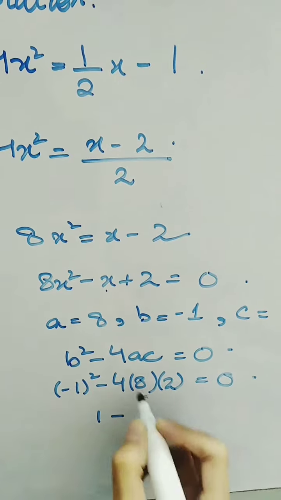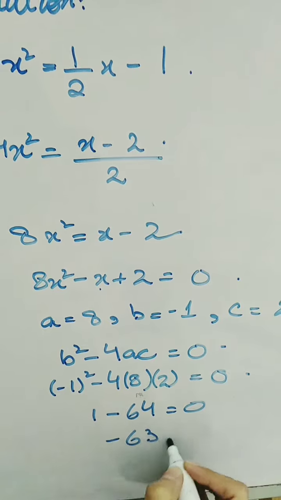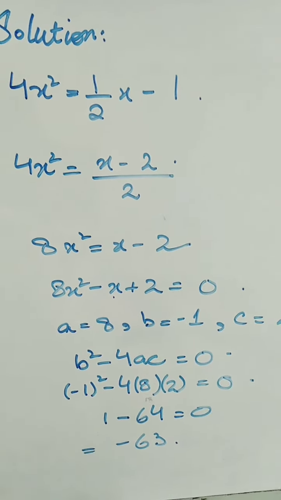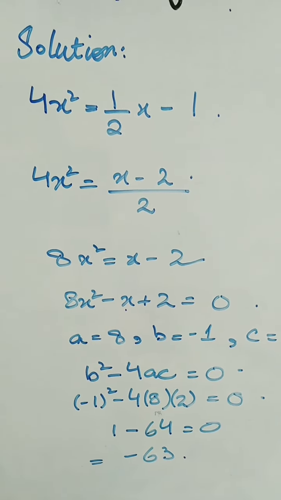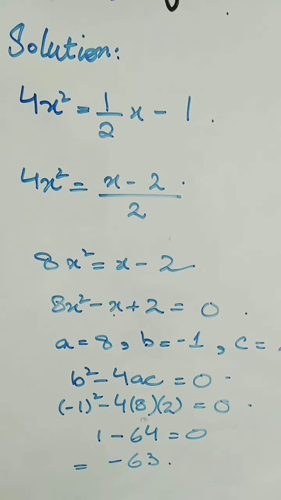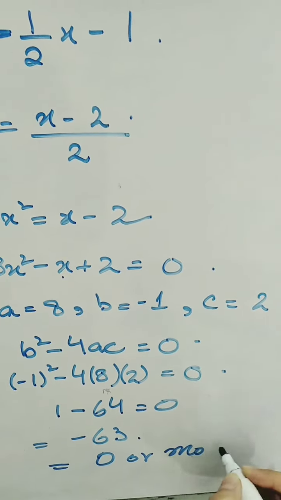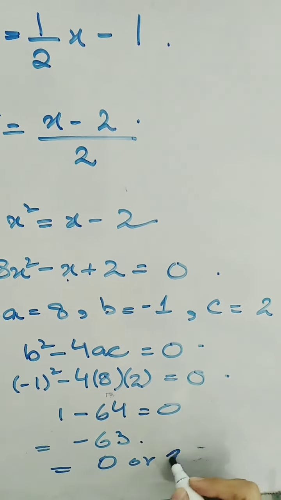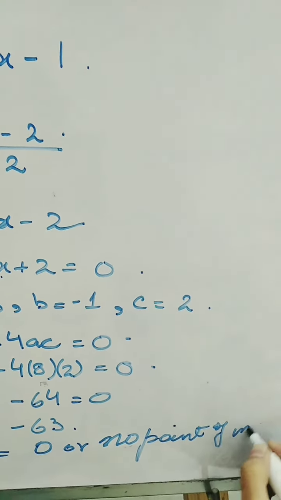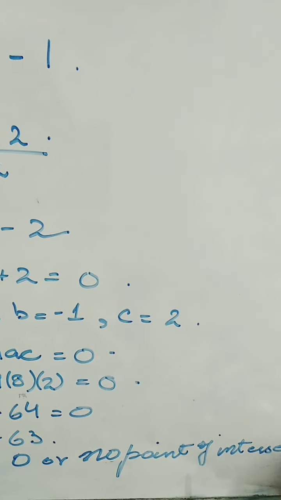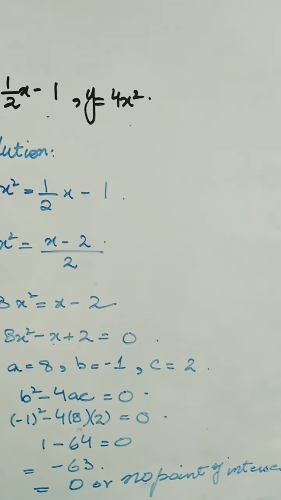We have 1 minus, or we have minus 63. So this is the value of b square minus 4ac, and as it is negative, or less than 0, it means that we have 0, or no point of intersection. We have covered all the 3 types of questions in which we have 2 points of intersection, 1 point of intersection and no point of intersection.